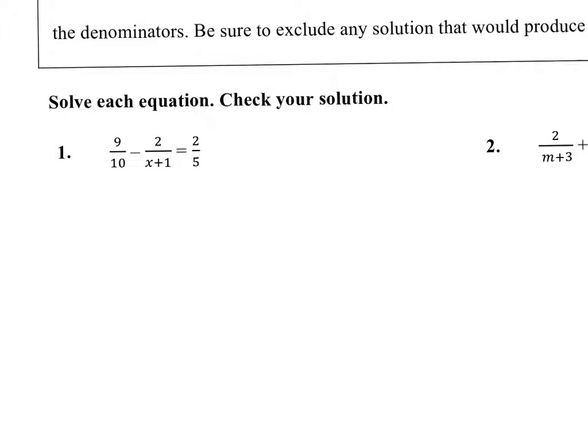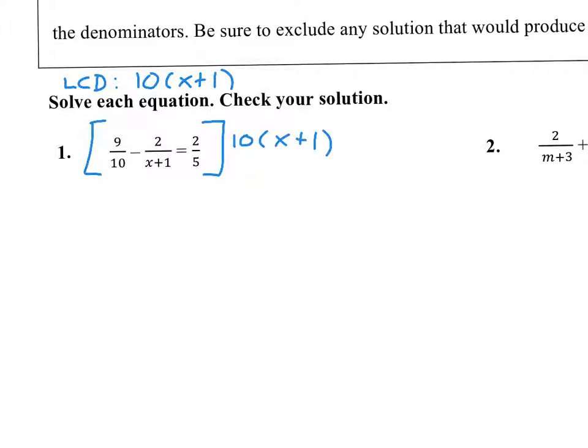Okay, so on number 1, let's first identify the LCD. So we know that 10 and 5 both go into 10, and then we also need to account for the x plus 1. So we're going to take this whole equation and multiply it by 10 times x plus 1.